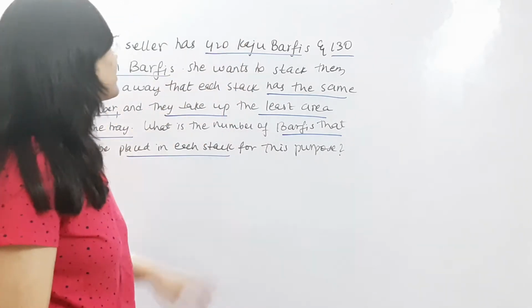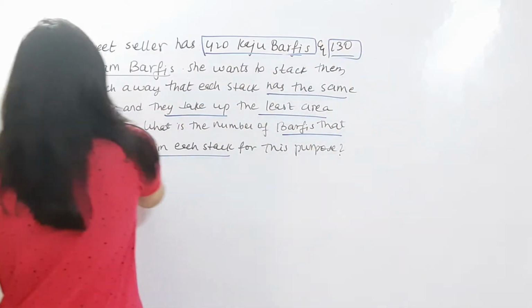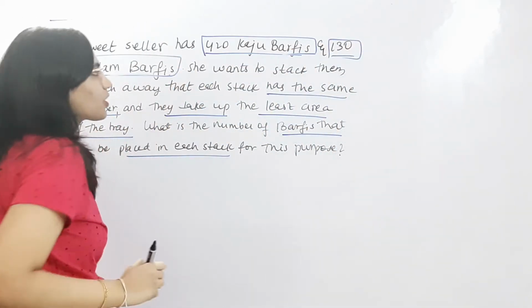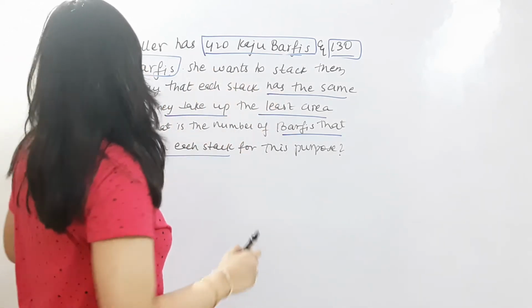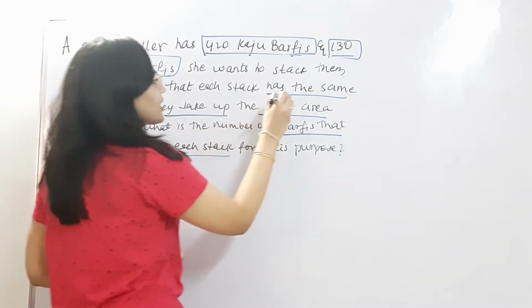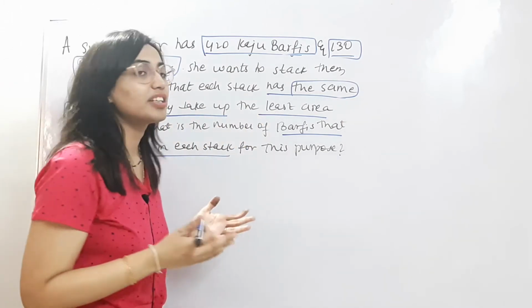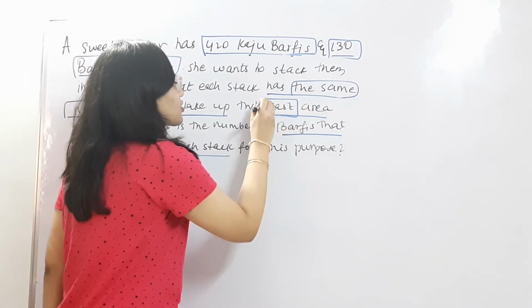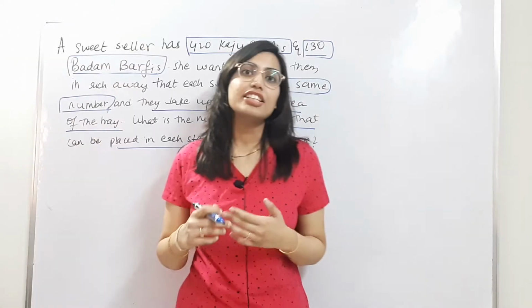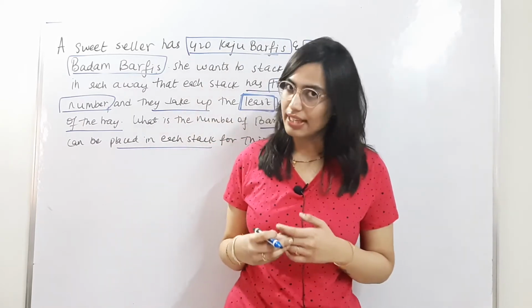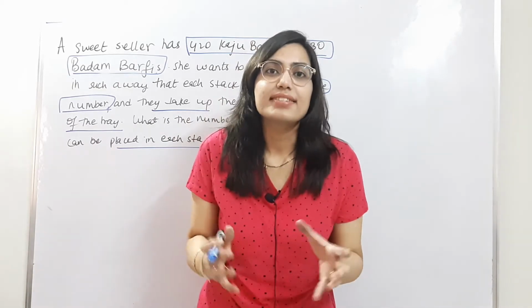This is the problem. A sweet seller has 420 Kaju Barfis and 130 Badam Barfis. I have underlined this for you because these are the key points that we need to consider. And she wants to stack them in such a way that each stack has the same number. That means in every stack there will be the same number of Barfis. And they take up the least area of the tray. Here the word least is emphasized. What is the number of Barfis that can be placed in each stack for this purpose? We need to stack these Barfis in such a way that we need less space in the tray.